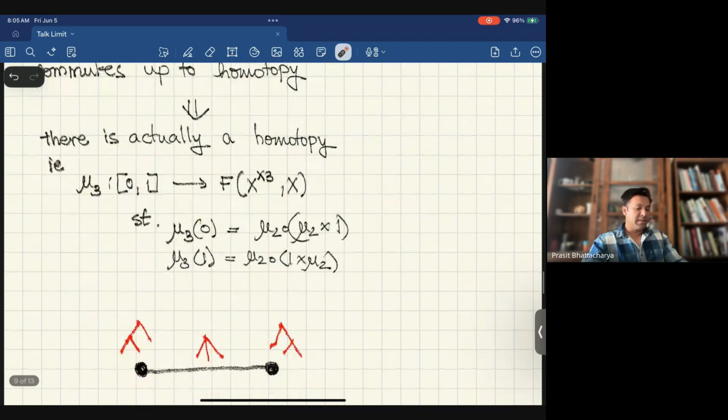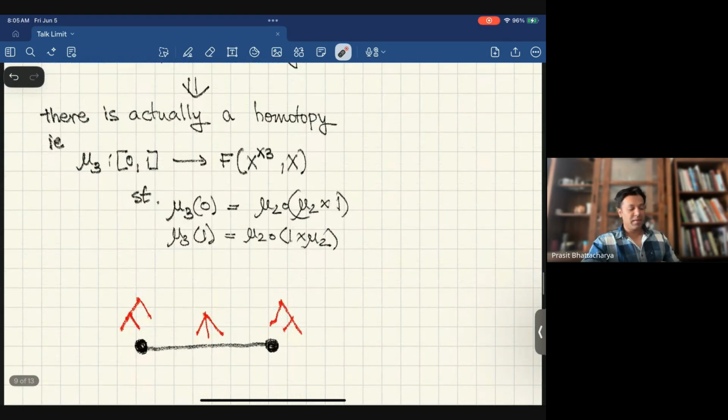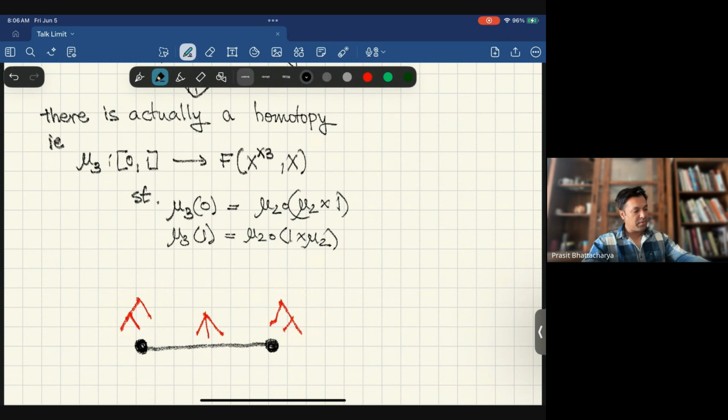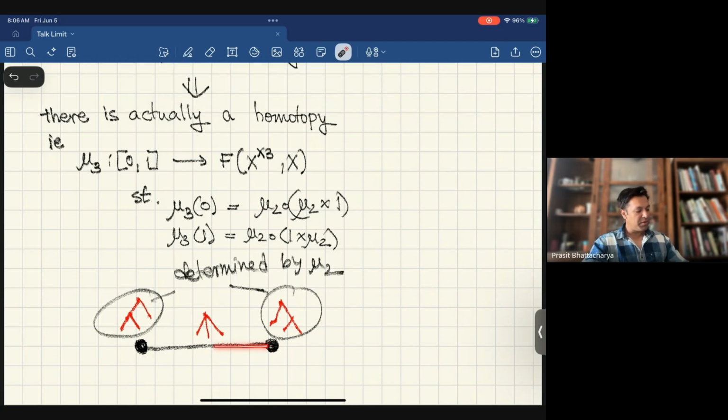Another way to look at this is in terms of tree diagrams. You can think of this mu3 as a map on the unit interval where the boundary maps are determined by mu2. So these two are determined by mu2, and mu3 is like a homotopy between these two. So you can think of this as an average.